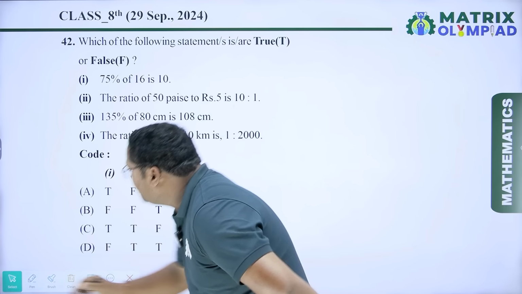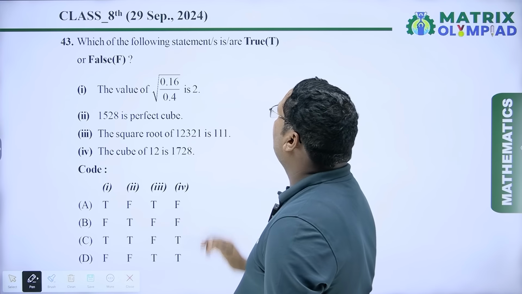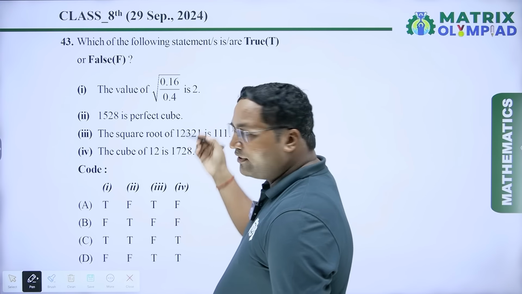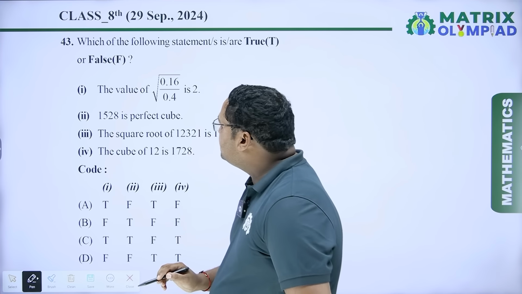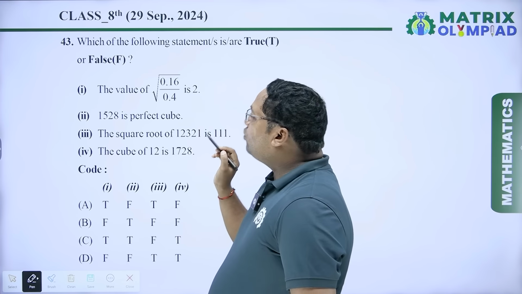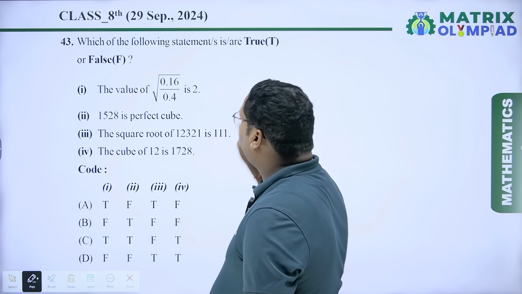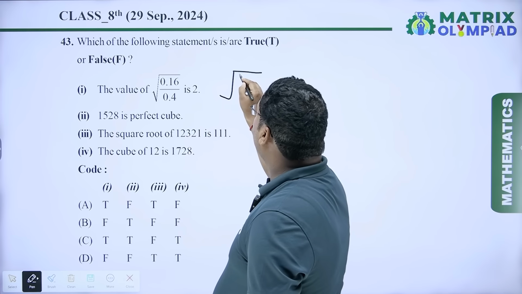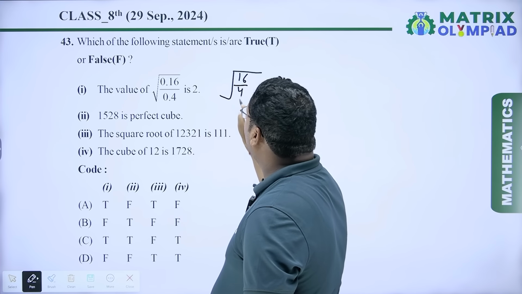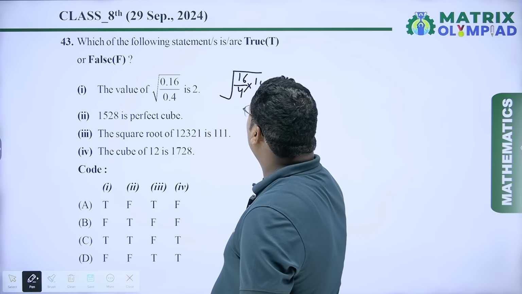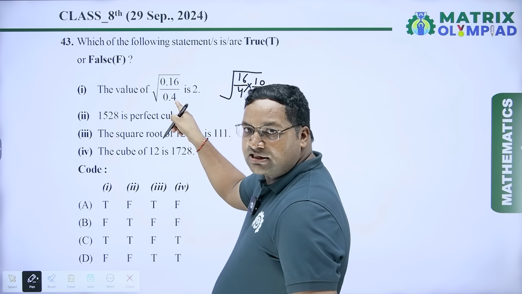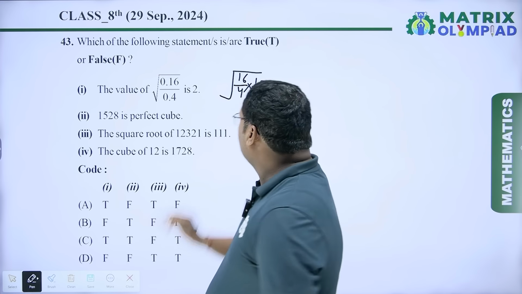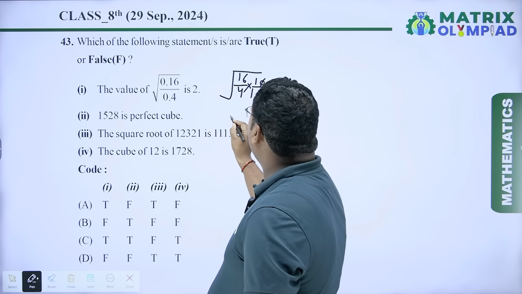Now coming to the next question, question number 43. Which of the following statements is true or false? Let's check one by one. The first statement: the value of the square root of 0.16 upon 0.4 is 2. Let's solve this square root. It is 16 divided by 4; here we have to write 10 for removing the decimal value, and here we have to divide by 100 for removing the decimal value. So the zeros cancel out.